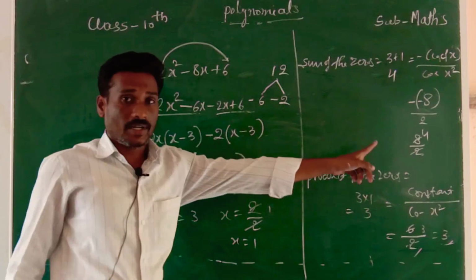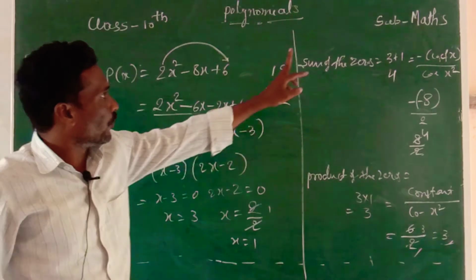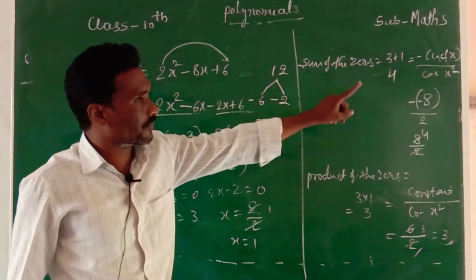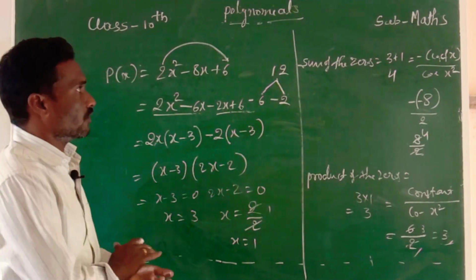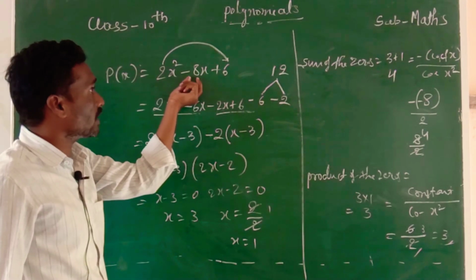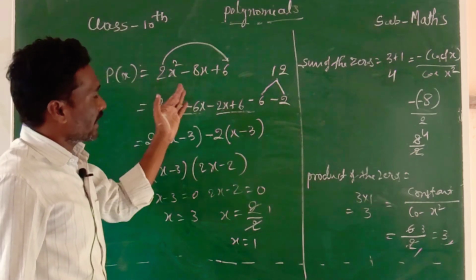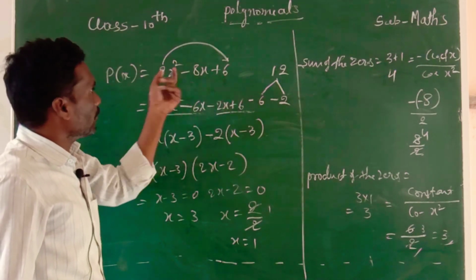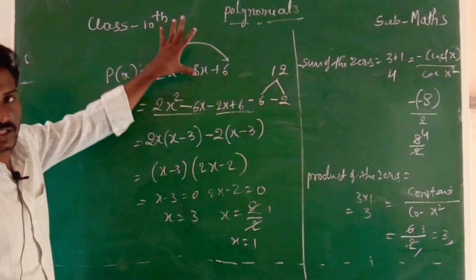Then what is the relationship they are asking? By finding the zeros, we compare the sum of the zeros and the coefficients of the variables. After comparing, we come to know that the sum of the zeros is equal to minus of coefficient of x divided by coefficient of x square, and the product of the zeros is equal to constant divided by coefficient of x square. This is for the quadratic equation.